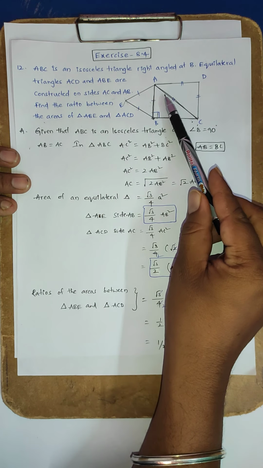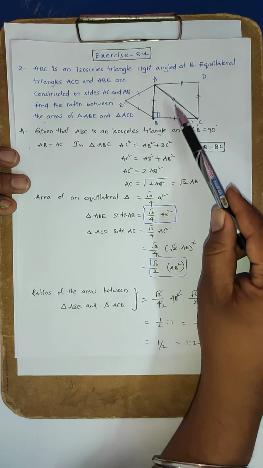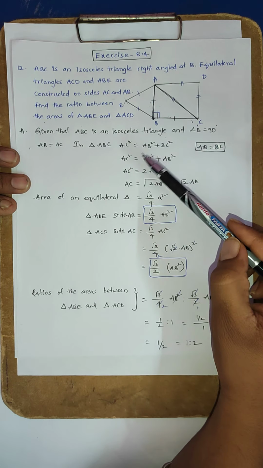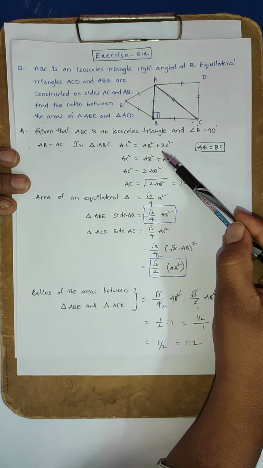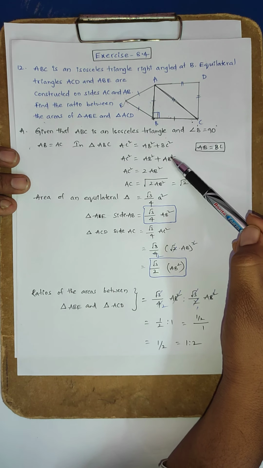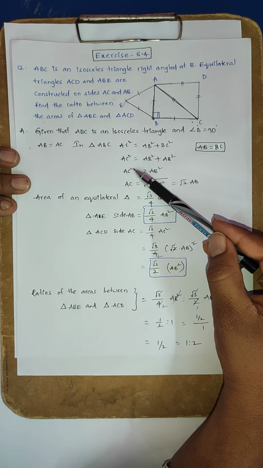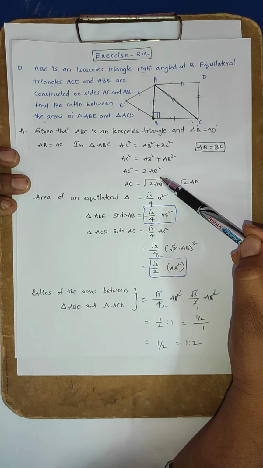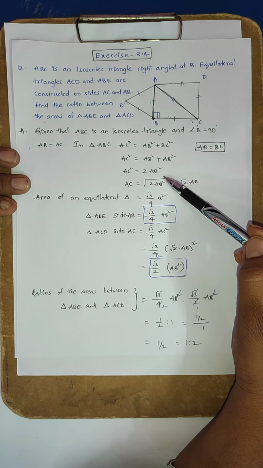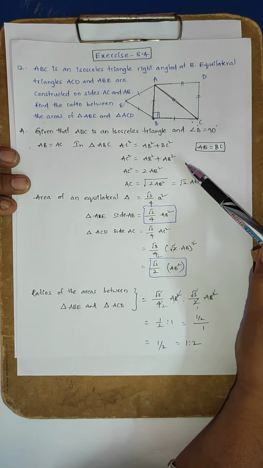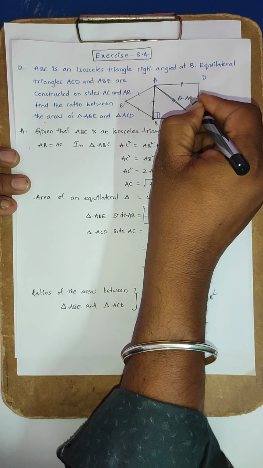Then in the right angle triangle ABC, hypotenuse AC square is equal to AB square plus BC square. Here AB and BC are both the same, so in place of BC write AB: AC square is equal to 2AB square. Take the square root on both sides, so the square and root get cancelled. The value of AC is root 2 AB.